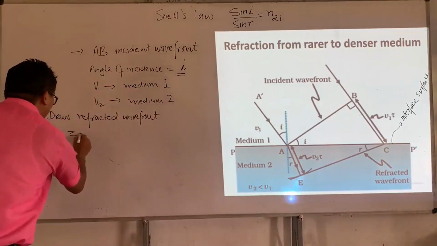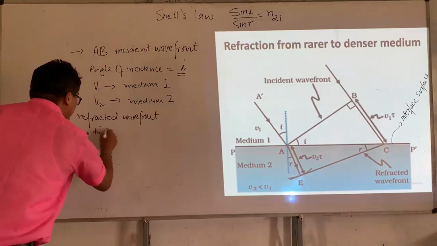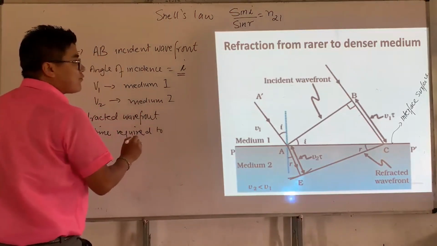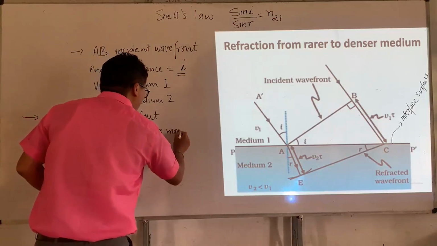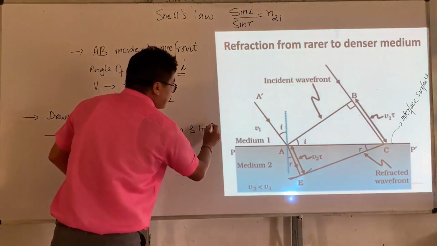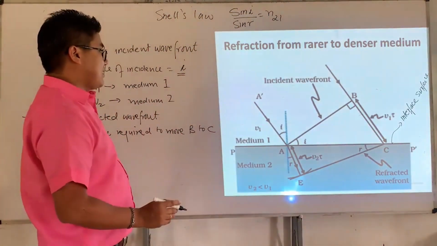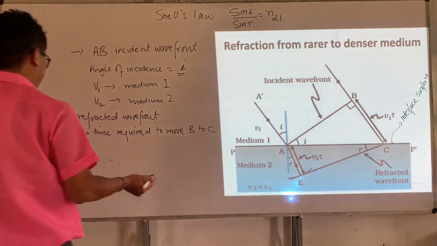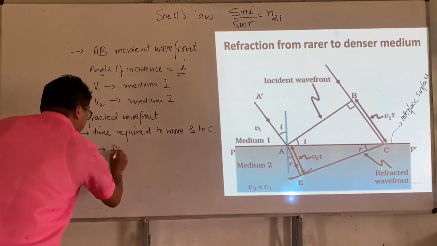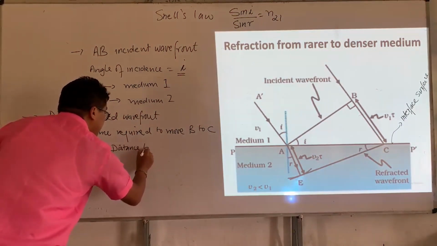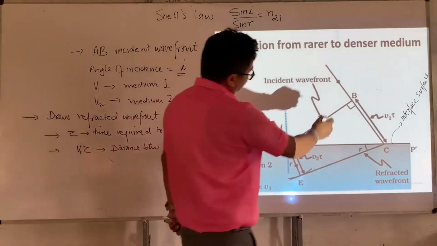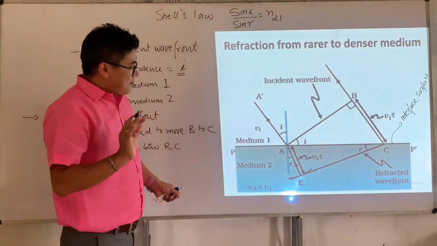Tau is the time required to move the wave from D to C. This is the time. And V1 tau is the distance between B and C. This is what we have. Now look at here.